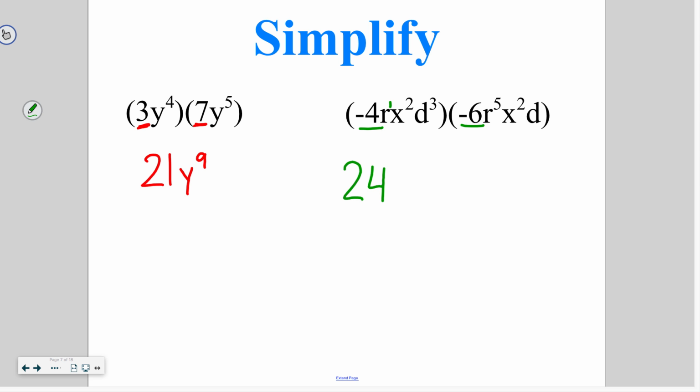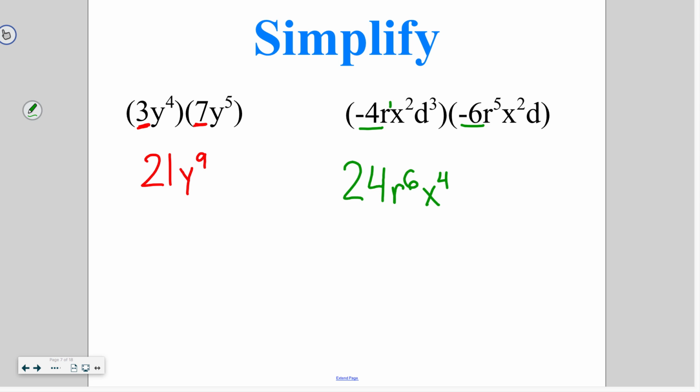There's only a single variable, so you don't have to write the exponent in, but it might be helpful because you do need to add 1 plus 5 to give you a total of 6 r's. Then we're looking at the x's. I've got x squared and x squared, which is x to the 4th.